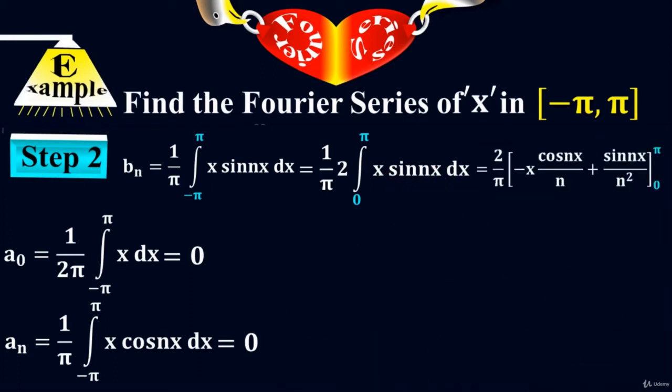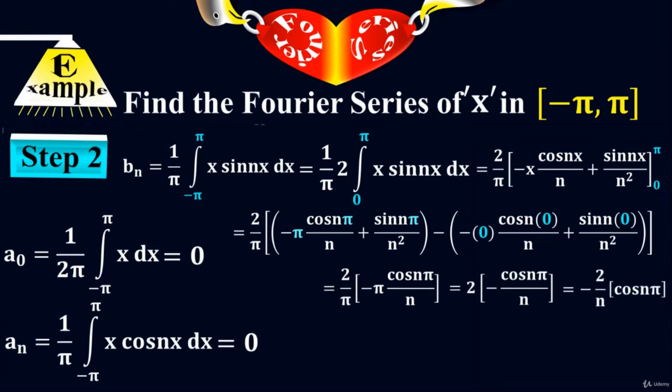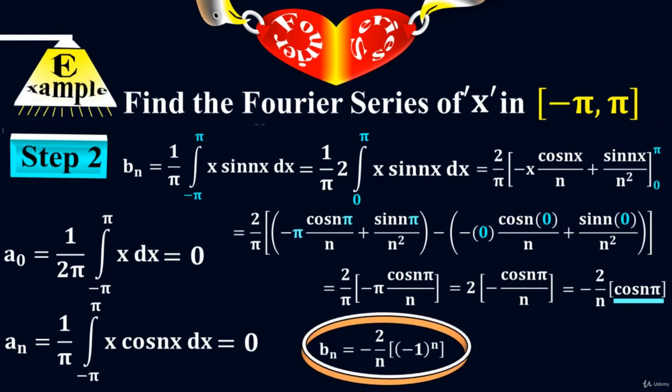Just put it here. Now expand the limits, where these two terms are 0. Cos n0 equals 1. But it's the product of 0, so this term is also 0. So at the end I'm left with only 2 over pi times minus pi times cos n pi over n, which equals minus 2 over n times cos n pi, where cos n pi equals minus 1 to the n. The value of cos n pi depends on the value of n. So this is my final value for b sub n, which equals minus 2 over n times minus 1 to the n.